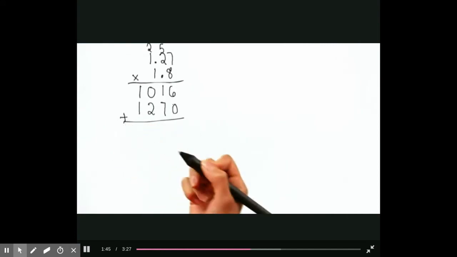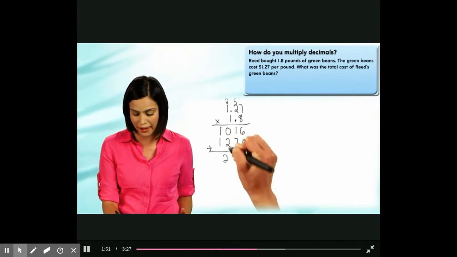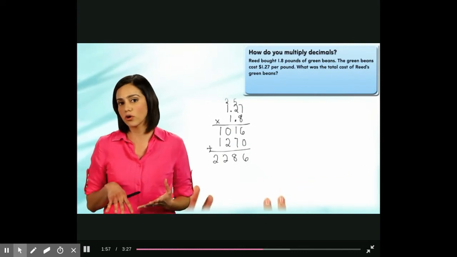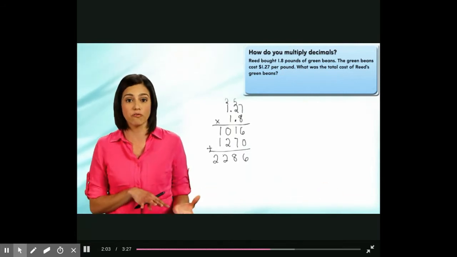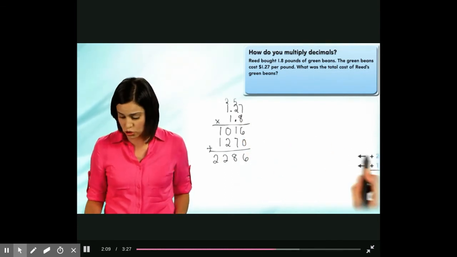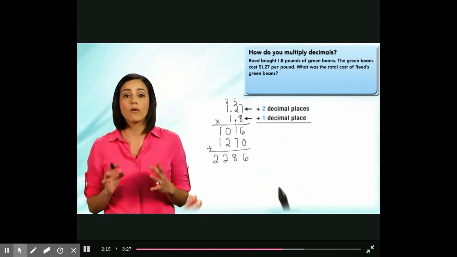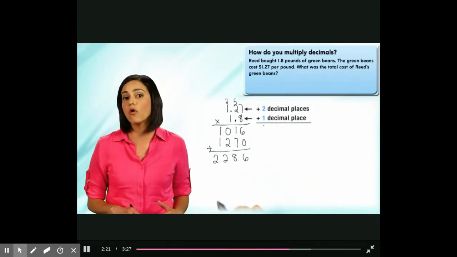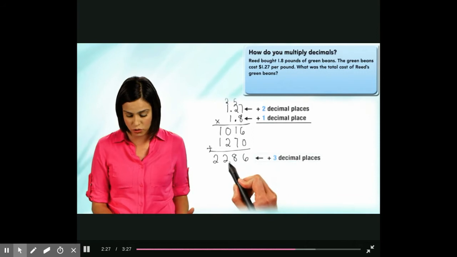Let's go ahead and add now. 6 plus 0 is 6, 1 plus 7 is 8, 0 plus 2 is 2, and 1 plus 1 is 2. There we have our product. Like I said, now we're going to bring in the decimal. The way you figure out the decimal is by looking at the decimal places in your factors. Our first factor has 2 decimal places, and the second one has 1 decimal place. We add those decimal places, so 2 plus 1 is 3, and therefore our product has 3 decimal places. That's 1, 2, 3.